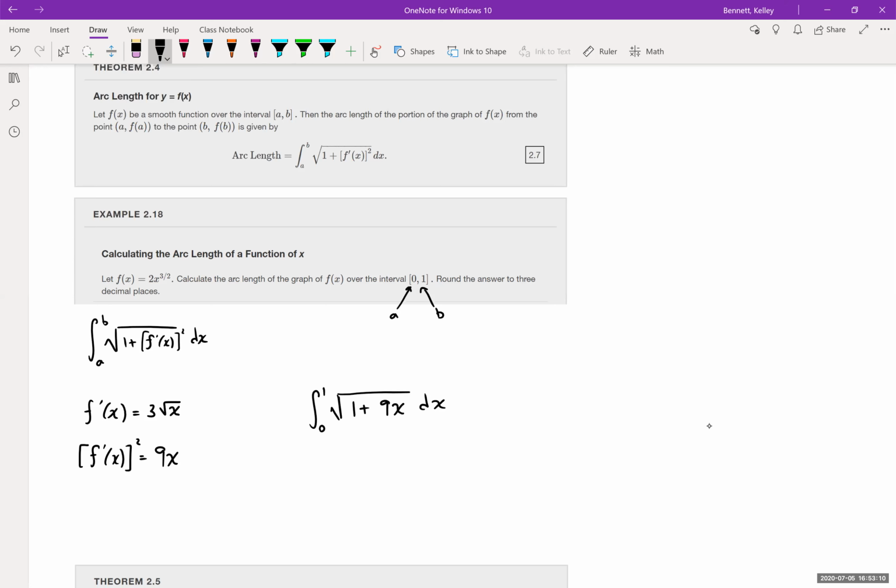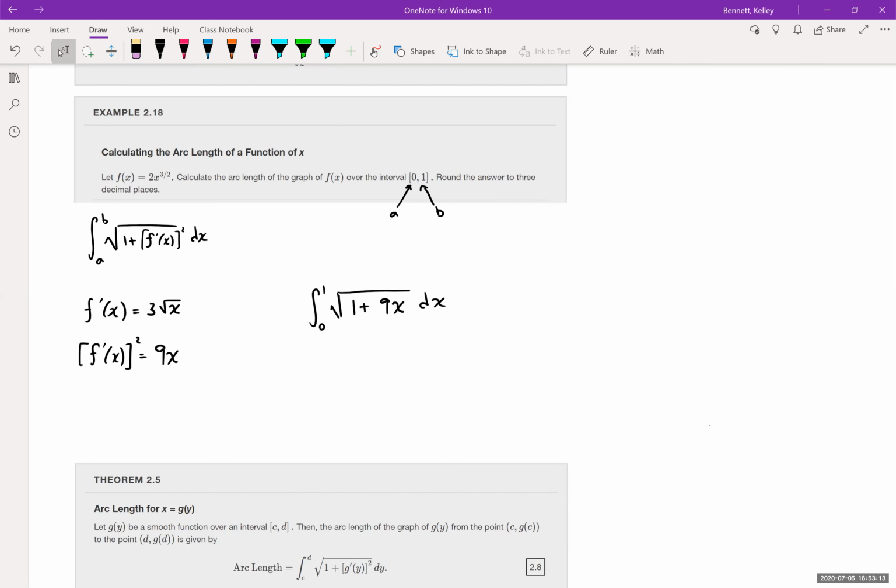And now this is just a u substitution. So we're going to let u be 1 plus 9x, then du is 9 dx. So we get 1/9 du equals dx. We also have our limits of integration. So if I plug in 0 for x, I would get 1. And if I plug in 1 for x, I would get 10. So this is going to become the integral from 1 to 10 of 1/9 root u du.